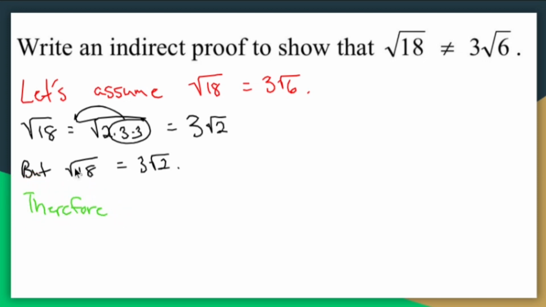Therefore, root 18 can't be 3 root 6. So we'll say that root 18 cannot be equal to 3 root 6. And we're done. That's our indirect proof. We assume that the opposite of that occurs. We find out that our assumption is wrong. Therefore, since our assumption is wrong, the original assumption must be right.